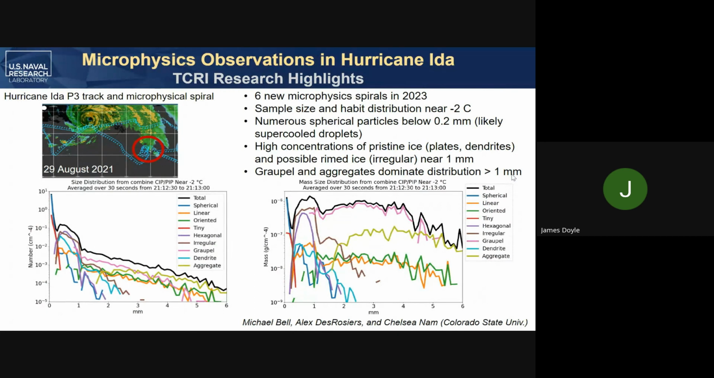I mentioned microphysics. Michael Bell and his team have been analyzing some of this data. There's a lot to unpack on this slide. In the upper left, this example is from Ida last year. You can see these spirals that the P3 flew, flying up through some stratiform regions and getting really good measurements with the probe of the microphysics distributions. And I think what they are finding, which I think is really interesting, is high concentrations of pristine ice, possibly rimed ice, but especially interesting are the high frequency of graupel and aggregates that really dominate the distribution greater than a millimeter, which is quite interesting since this is generally stratiform regions. So there must be some graupel that is being transported laterally from the stronger convection in the inner core or some of the rain bands. Next, please.